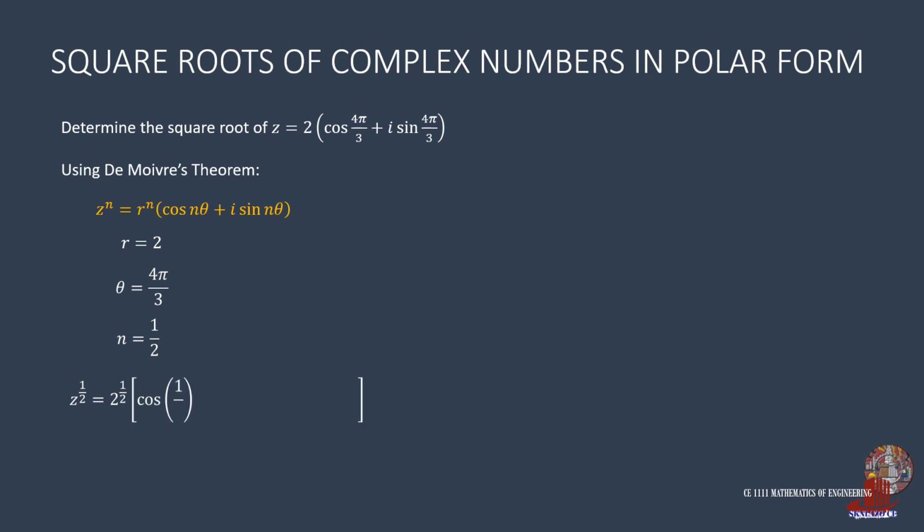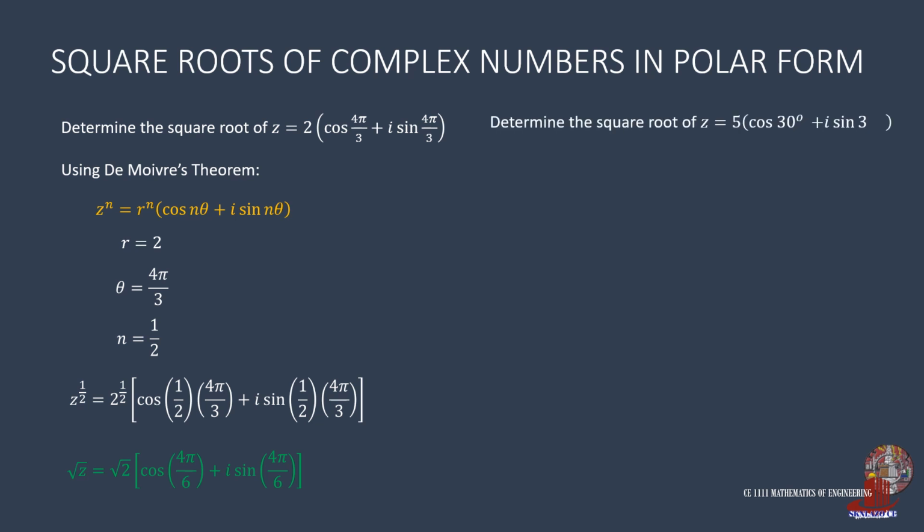So z raised to 1/2 is equal to 2 raised to 1/2 times cosine of 1/2 of 4 pi over 3 plus i sine of 1/2 of 4 pi over 3. So the square root of z is equal to the square root of 2 times cosine of 4 pi over 6 plus i sine of 4 pi over 6.